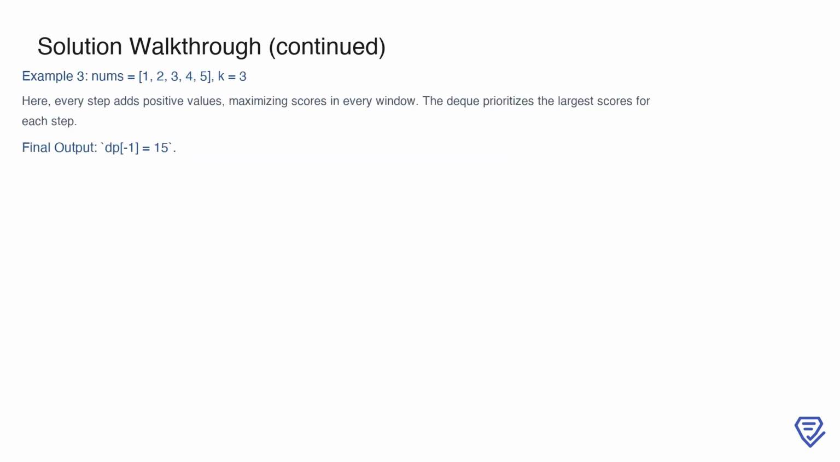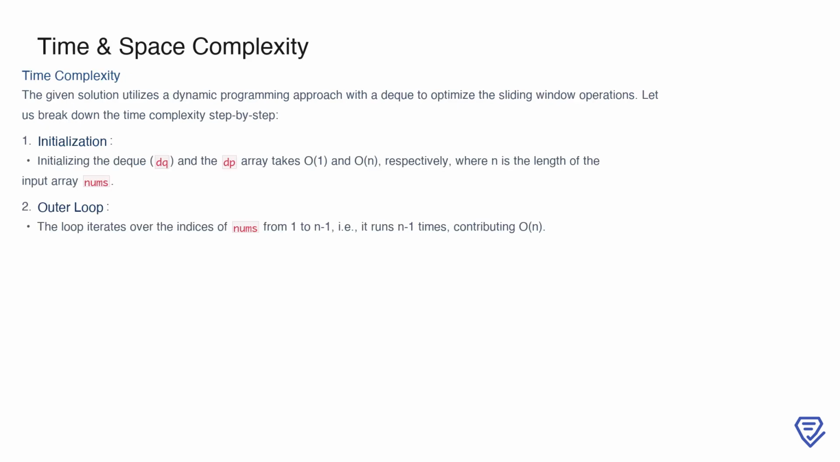In the third example, we have nums equals [1, 2, 3, 4, 5] and k equals 3. Since every number in the array is positive, the solution will maximize scores at every step. The deque efficiently maintains the largest scores for each window, ensuring that the highest possible value is used in each calculation. By the end of the process, the dynamic programming array dp accumulates the maximum scores, and the final output is dp[n-1] equals 15. In this solution, we're employing a dynamic programming approach with the help of a deque to efficiently manage the sliding window operations.